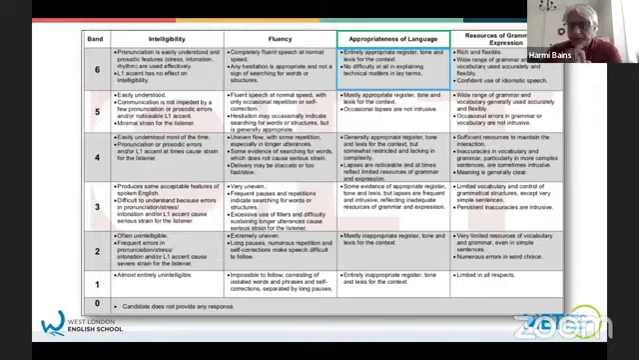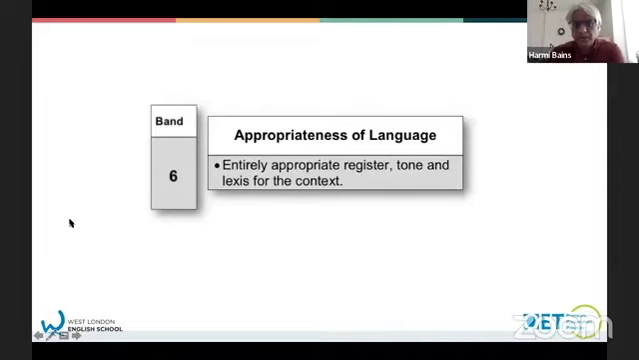And I've just highlighted the top band. So what I'm going to do is zoom in here. This is what it says for appropriateness of language. It says entirely appropriate register, tone, and lexis for the context. So that's quite interesting. Appropriate register, tone, and lexis. Well, lexis, they're talking about vocabulary. That's all they really mean. Appropriate vocabulary for the context, for the situation.